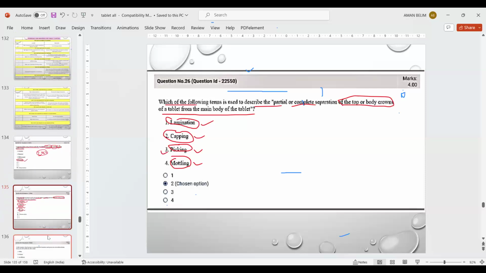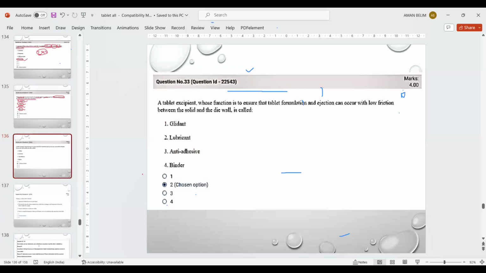What is picking? Picking is due to the embossing and engraving on the punch, right? What is embossing and engraving on punch? It is simply a name of a company. Some letters are written on the punch, and because of that, the surface is uneven. So that punch will pick some mass from your tablet. That is known as picking, right? So in that one MCQ, we have solved 4 MCQs, because everything can be asked as an MCQ, okay?